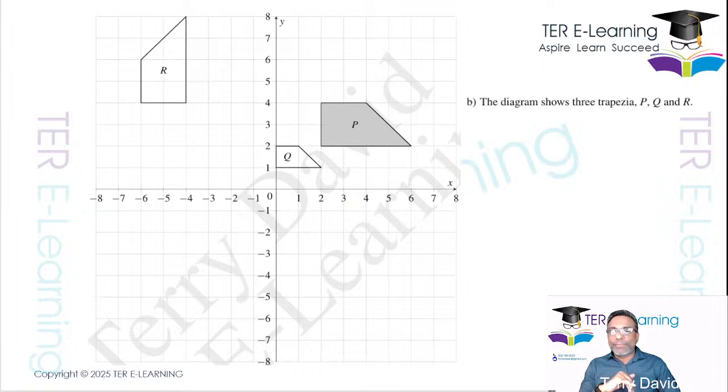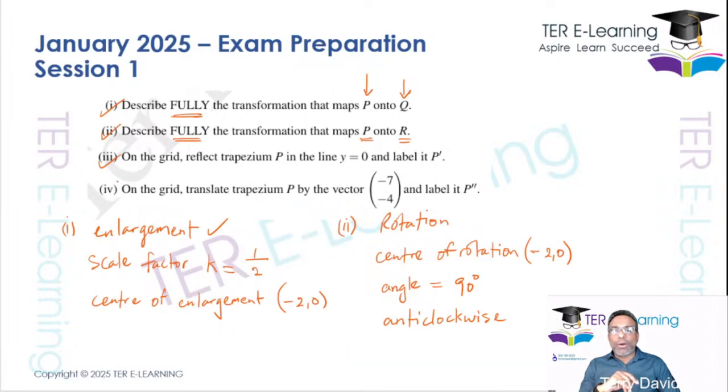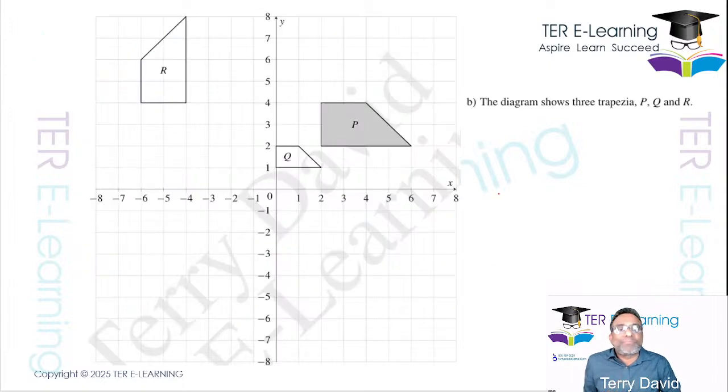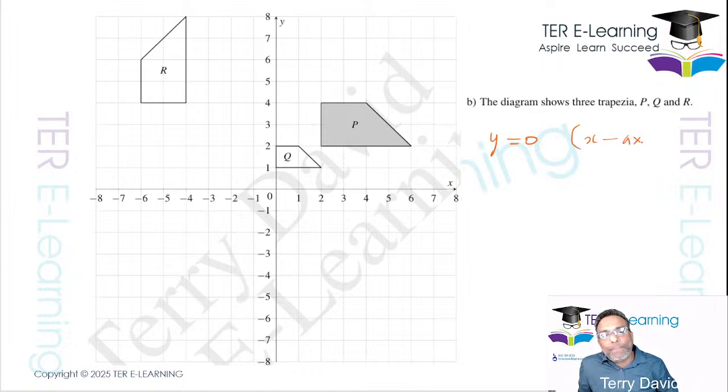Right. So that's part 1, part 2. On the grid, reflect trapezium P in the line y equals 0. So let's go back here. So we have the line y equals 0. Now, you need to know that the line y equals 0 is also referred to as the x-axis. So what I want us to do is to reflect trapezium P in the x-axis.